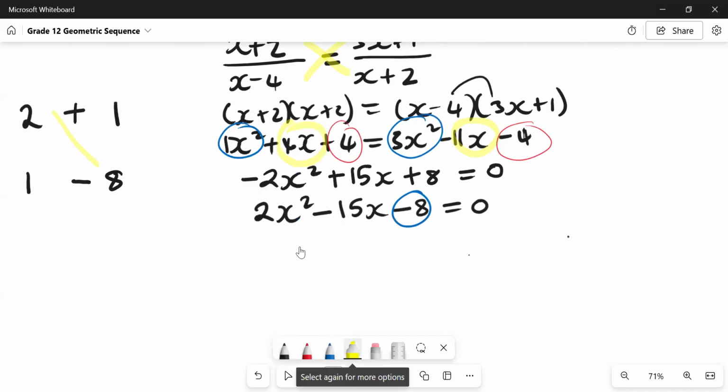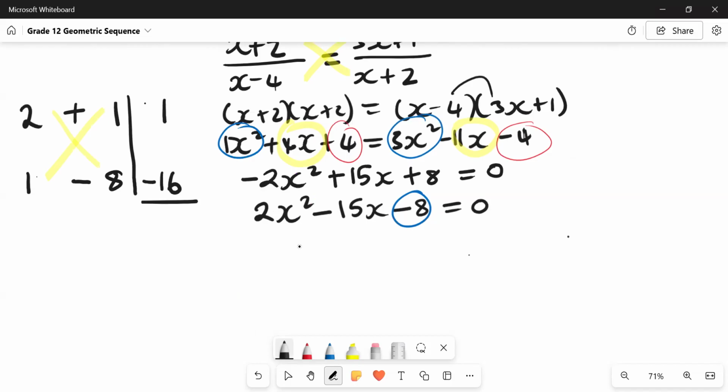The aim is to get the middle term, right? Now cross multiply. When we cross multiply 2 times negative 8, we get negative 16, and then 1 times 1, we get positive 1. Now subtract: 1 minus 16, we get minus 15, which is the middle term, which means the factors are correct. We've factorized correctly.